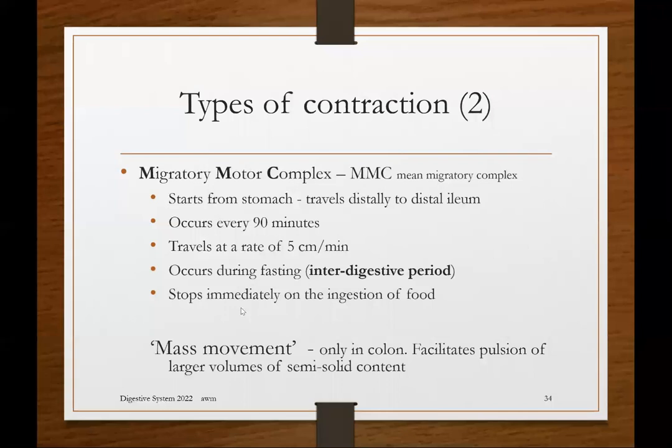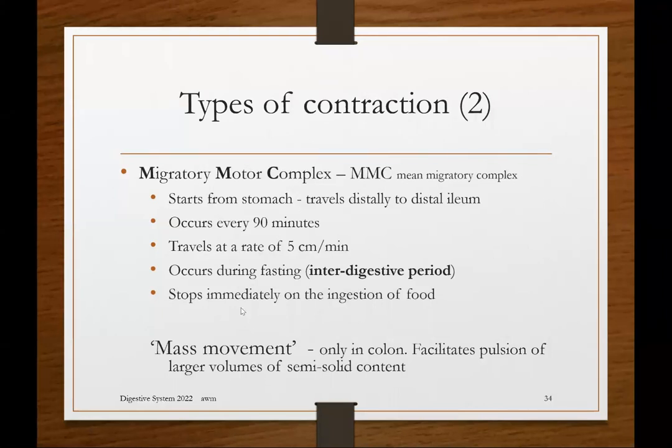At the same time, you can also have a large part, for example, the whole of the ascending colon or the whole of the transverse colon, contract at the same time, so that when it contracts, it's able to propel a larger volume of semi-solid content. So mass movement is only found in the colon.